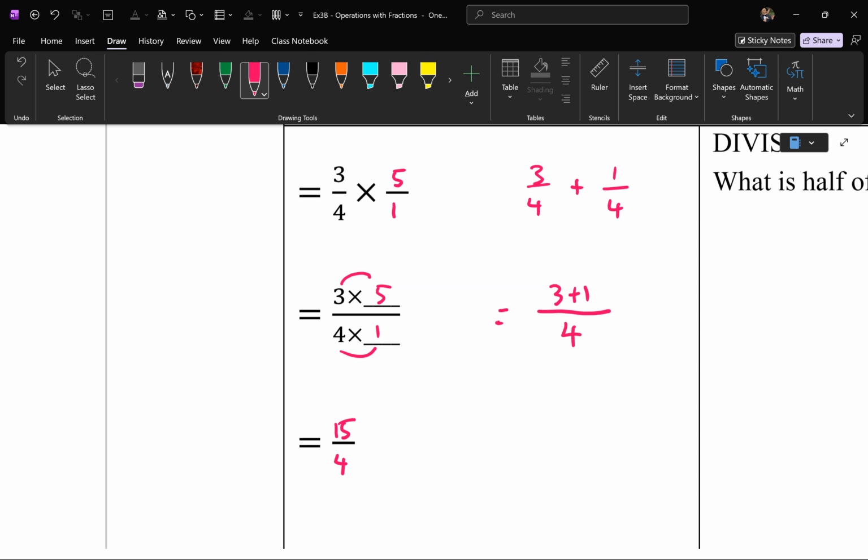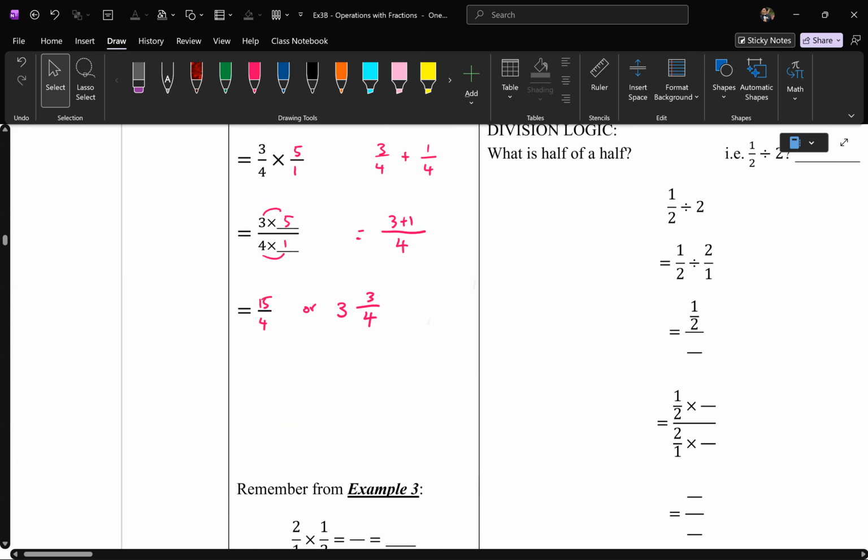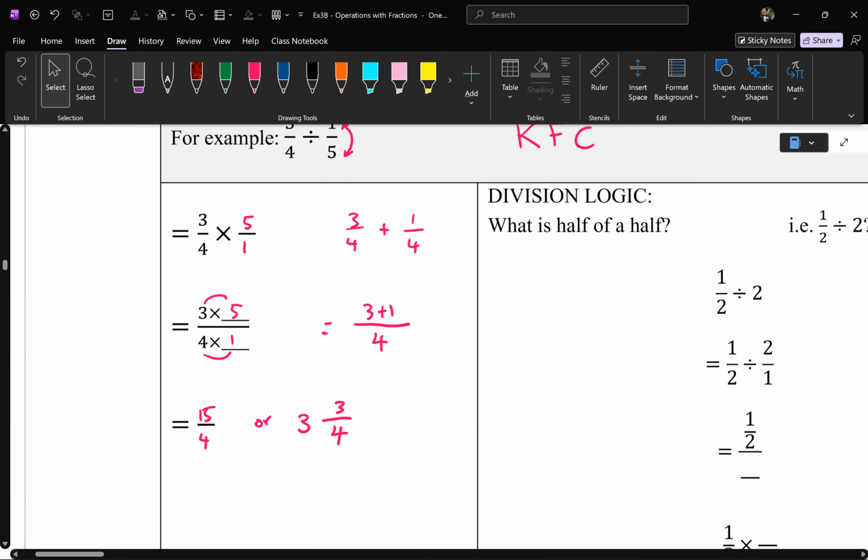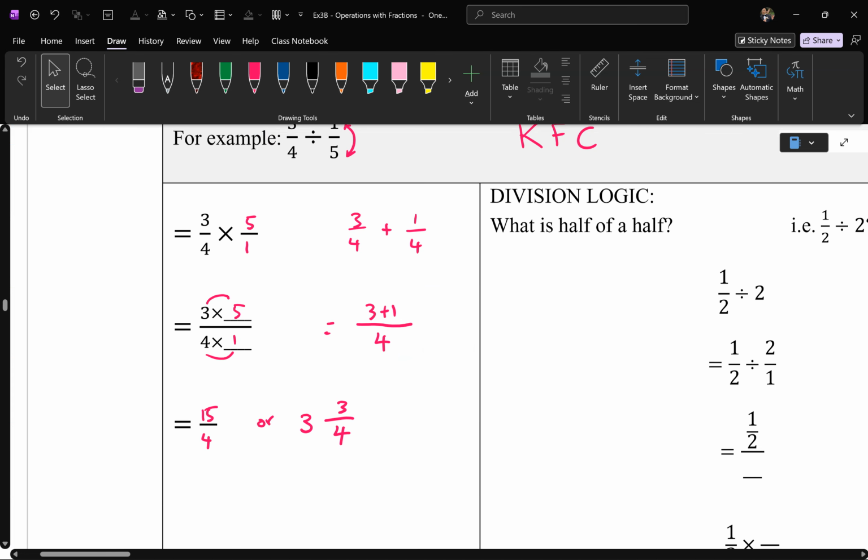Okay? Or you can leave your answer as changing improper to mixed fractions. How many 4s fit into 15 nicely? 3 wholes, remainder 3, and it's out of 4 because you're currently working quarters. Okay, the type of fraction is quarters. So remainder 3 out of the 4. Okay? So that should cover your second half of 3B.